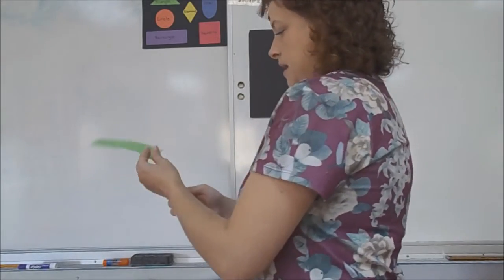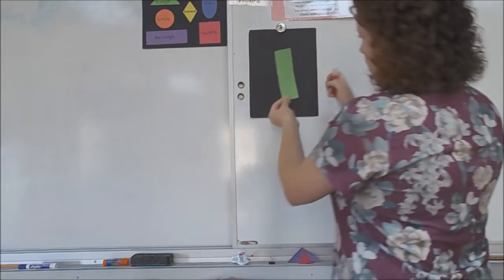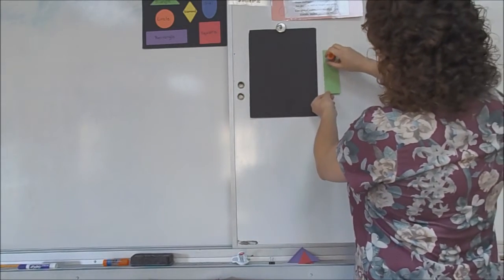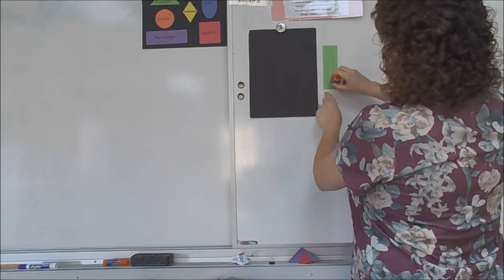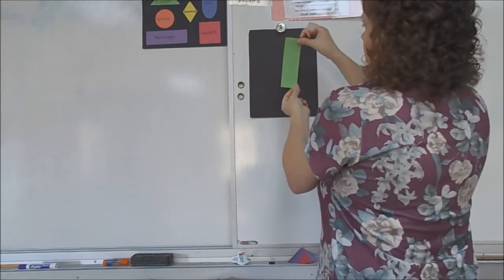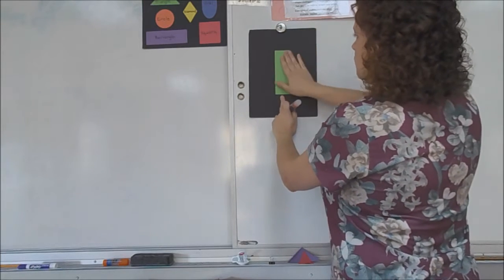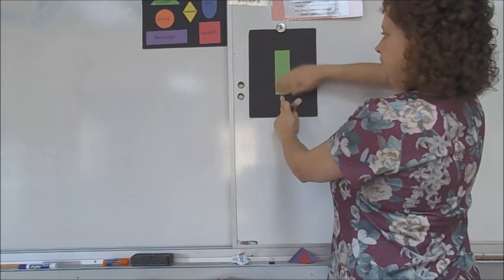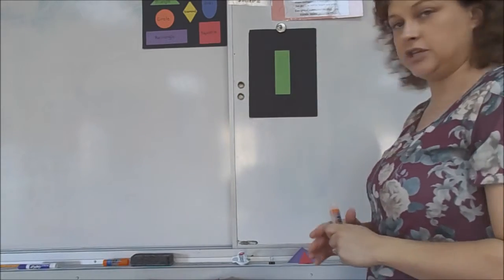We're going to make this the main part of our rocket ship. So we're going to put the glue on the back of the shape, the back of our rectangle, and then stick it down to the paper. I'm going to put it kind of in the middle. You could turn it at an angle if you want to. Make sure you press it down so it sticks good.